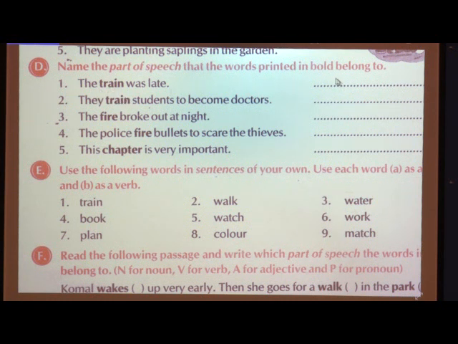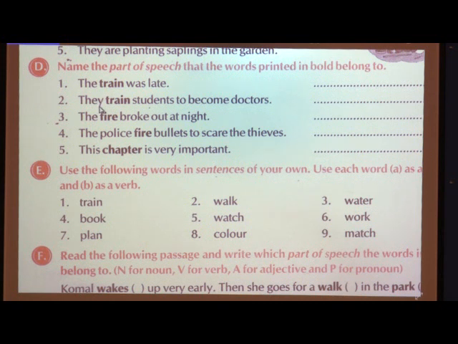We are going to write here on these lines. See, the first one they have given: the train was late. Now, train, you know children, train is a name. So this word belongs to a part of speech that is a noun. You write here as a noun.